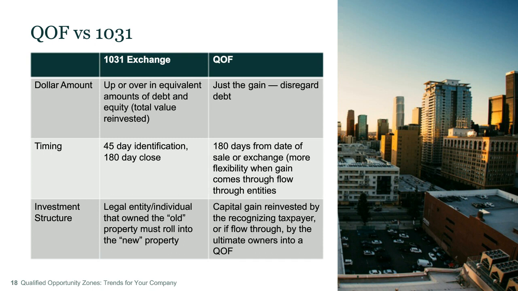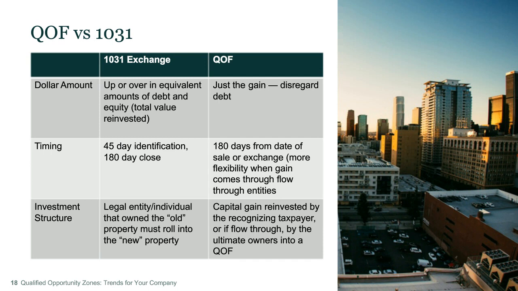You can also elect to use the date that the investment partnership sold the asset. So you do have some more flexibility when the gain is coming through a flow-through entity like an S corporation or a partnership. On the investment structure side, with a 1031 exchange, it's fairly rigid. Whatever legal entity or individual sold the old property, they must buy the new property.